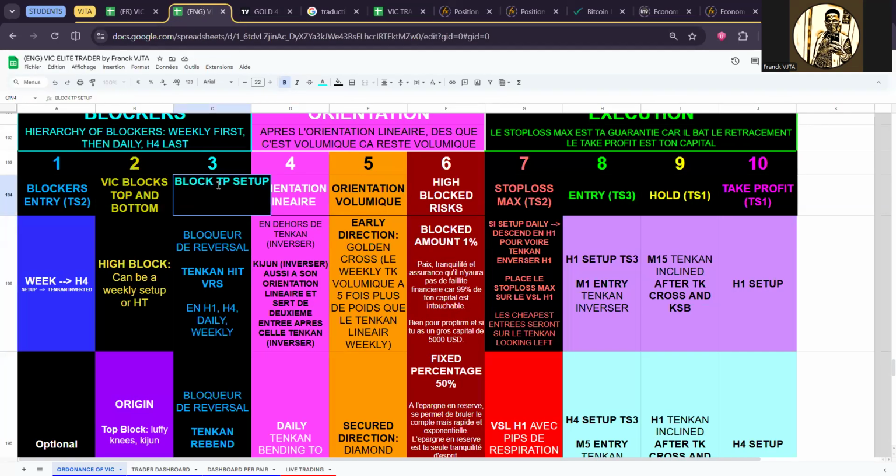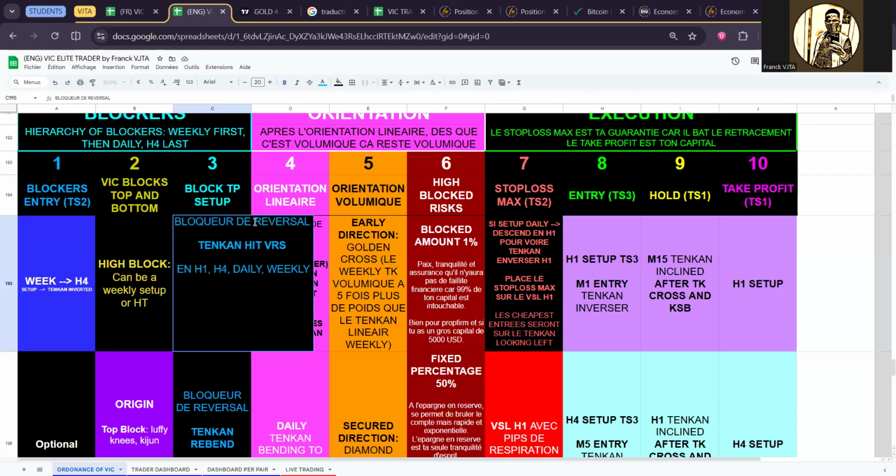Now let us look at blockers that are called setup. You have the reversal blocks. Reversal, you have reversal blockers.